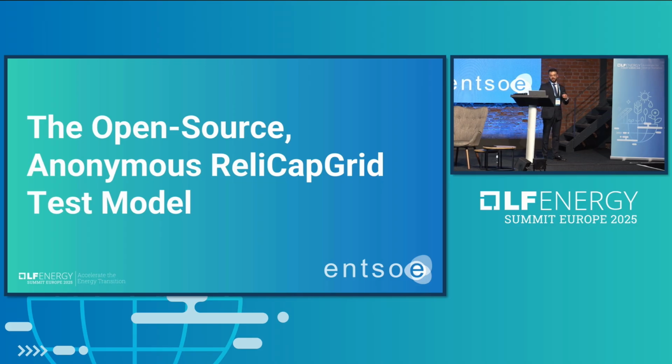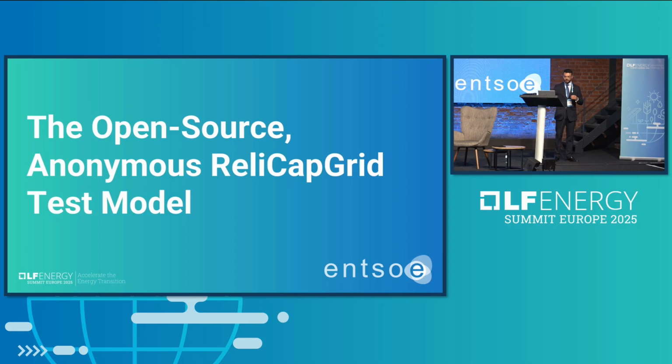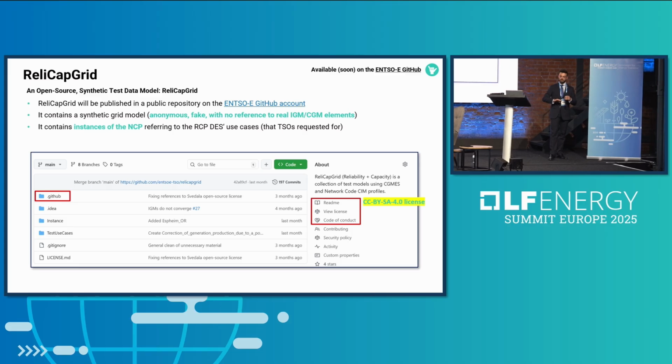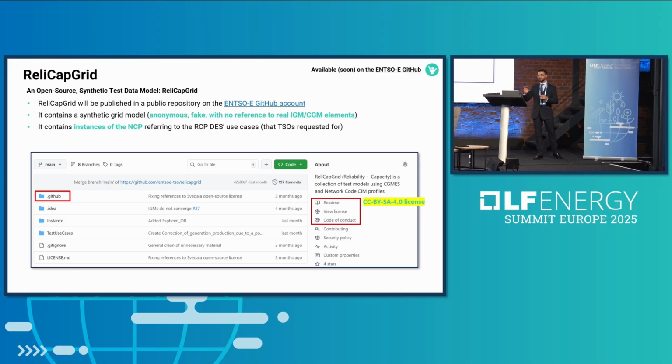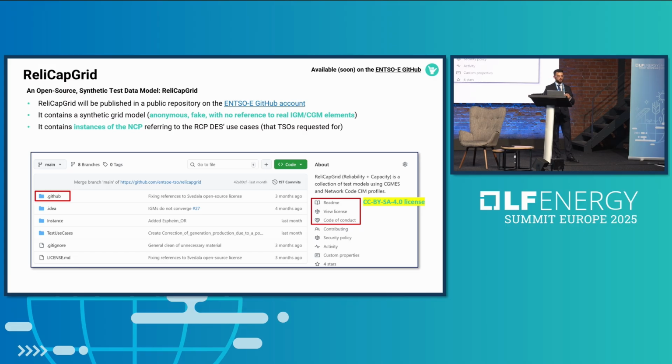And the open source anonymous ReLICAP test model, which is very relevant for today's event, right? For the first time, ENTSO-E is delivering an open source test model. It is composed of grid models in CIM-based 3.0 and of the network code profiles referring to that grid. Okay, and it's published under Creative Commons license. You can find it on the ENTSO-E GitHub account as soon as ICTC approves it in the following days.